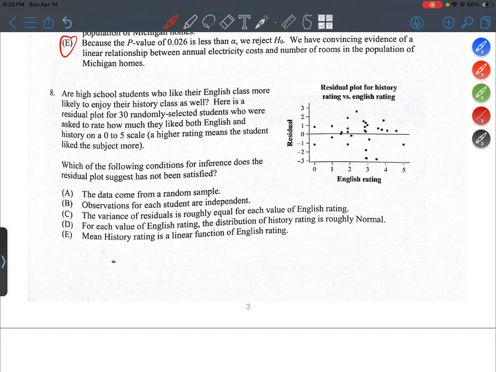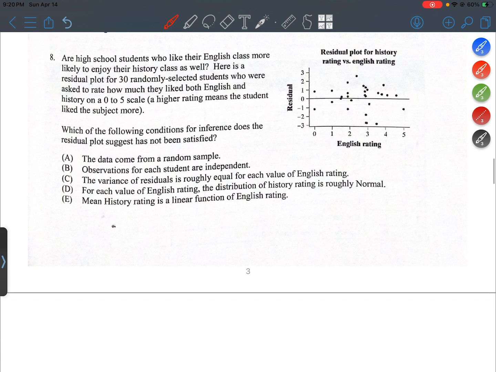All right, this video is going to cover questions 8, 9, and 10. They all are based on this context. Are high school students who like their English class more likely to enjoy their history class as well? Here is a residual plot for 30 randomly selected students who were asked to rate how much they liked both English and history on a 0 to 5 scale. A higher rating means the student liked the subject more. Which of the following conditions for inference does the residual plot suggest has not been satisfied?